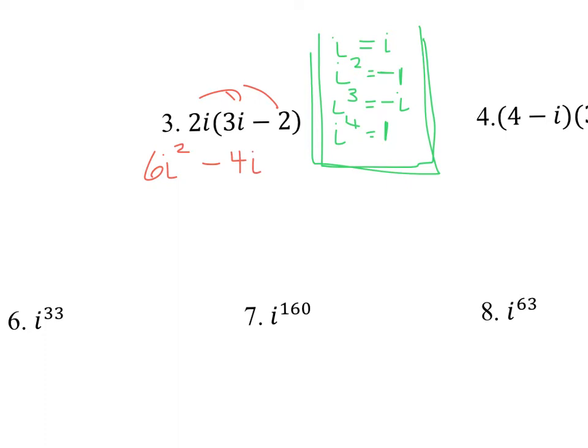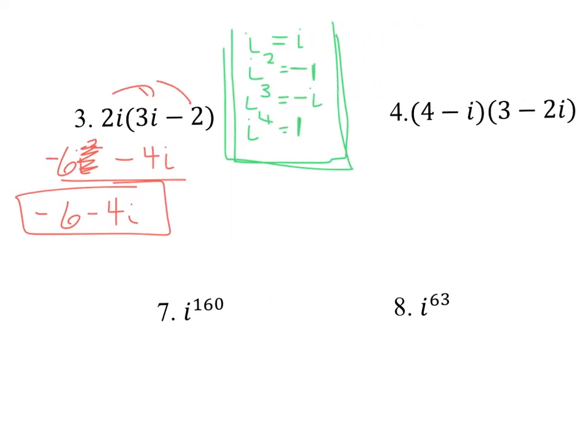If I come back over here to this problem, I see i squared. Well, i squared is negative 1, so I'm just going to cross it out and make it negative. So now I have negative 6 minus 4i. Remember, your answer has to be in standard form. Standard form is when your real number comes first and then your imaginary comes behind.